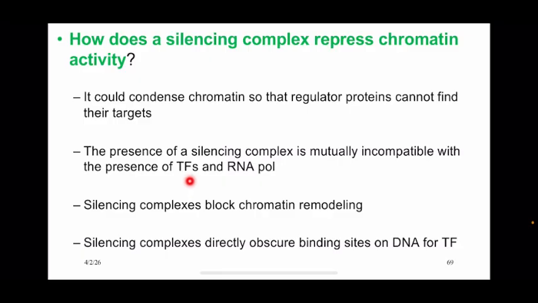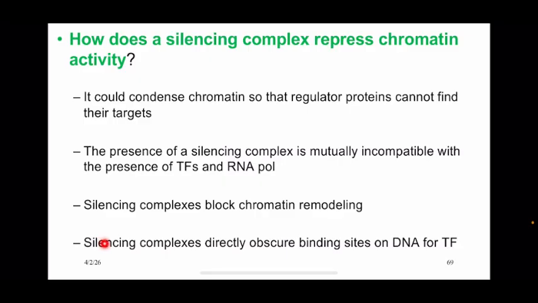So it's like competitive inhibition, hence transcription cannot occur, and this also leads to silencing. Also, the silencing complexes are going to block chromatin remodeling. Chromatin remodeling is when the chromatin is turning from maybe a heterochromatin to euchromatin, if I'm not mistaken, right? In the presence of the silencing complexes, the chromatin cannot convert from heterochromatin to euchromatin, unless the silencing complexes are removed.